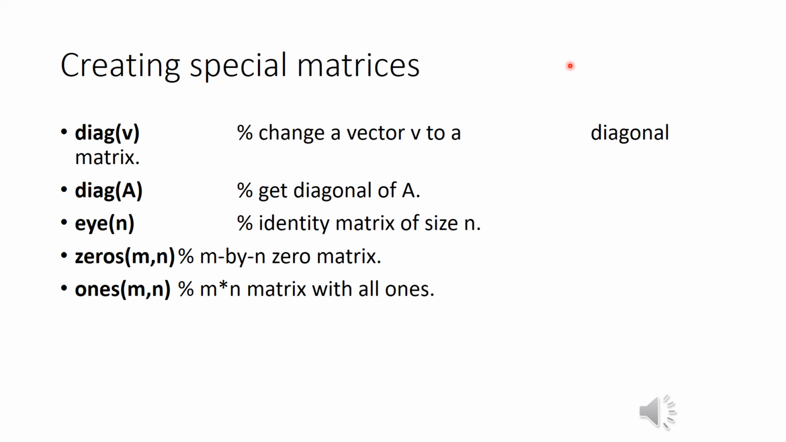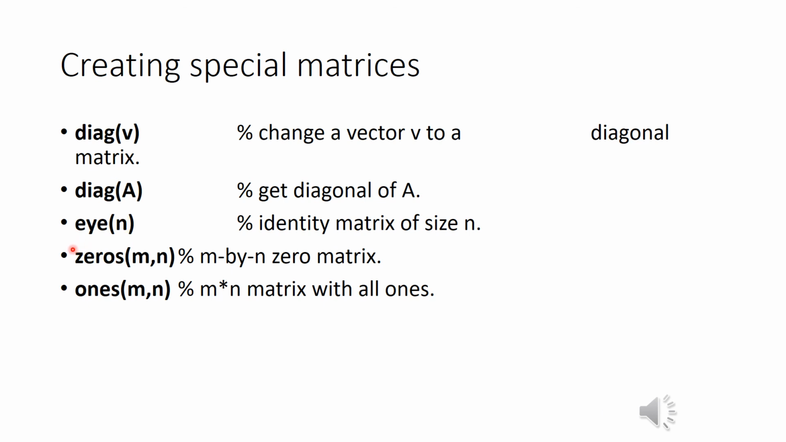If you want to create some special matrix, then we have different functions like diag(v). It will change a vector v to a diagonal matrix. If you have a vector v and you input it in this function, it will return a diagonal matrix. And diag(A) means you can get the diagonal of matrix A. You input your matrix A in this function, and it will return the diagonal of that matrix.